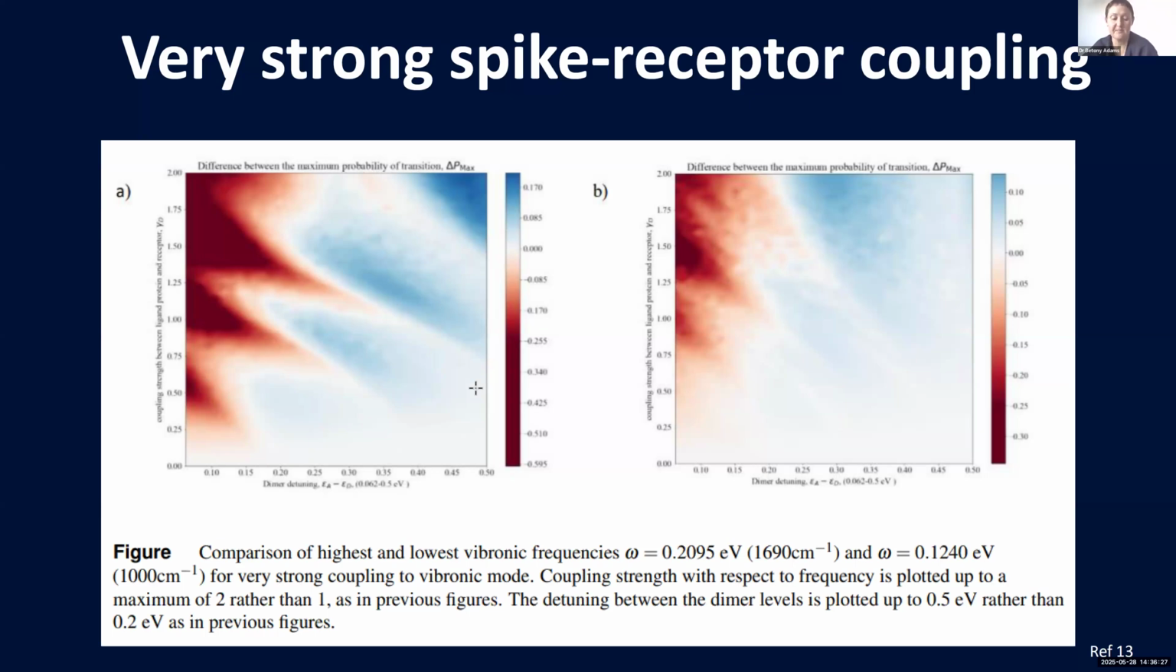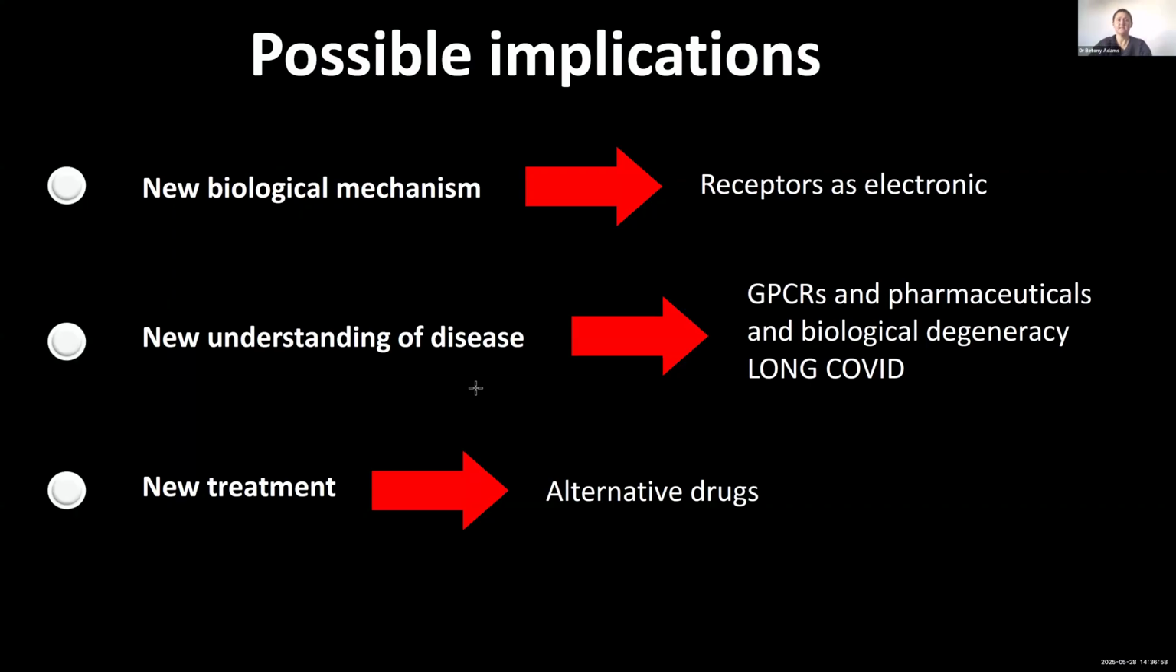So we chose the dimer coupling strength with the least favorable outcome and plotted the effects of vibrational coupling for very strong coupling to the spike protein vibrational mode. This has an unfavorable effect at very small dimer detuning, which means the difference in energy between the donor and acceptor. But at larger detuning, the effect becomes favorable, showing enhanced transfer probability in distinct regions, especially for higher frequencies of the vibrational mode. Those were just a sample of results, but what are the possible implications?